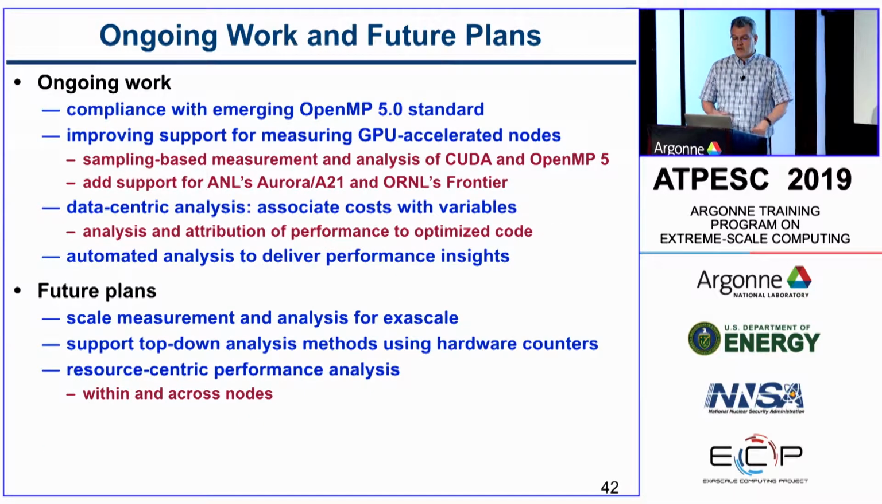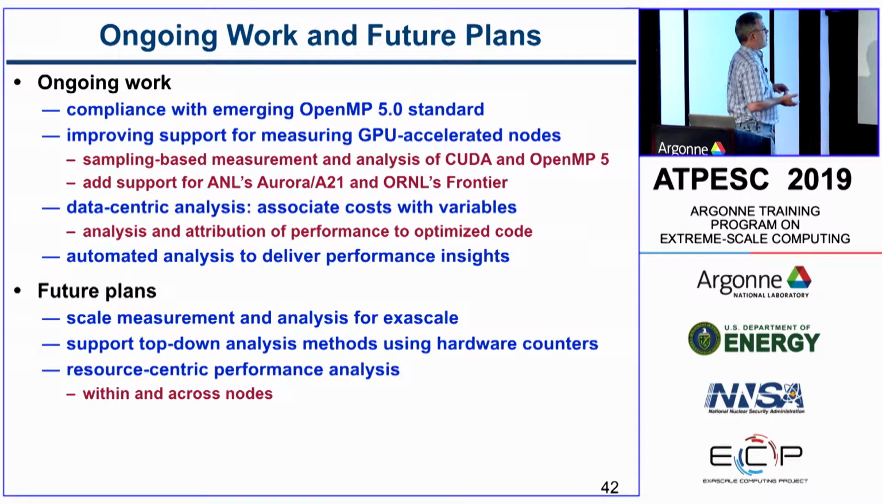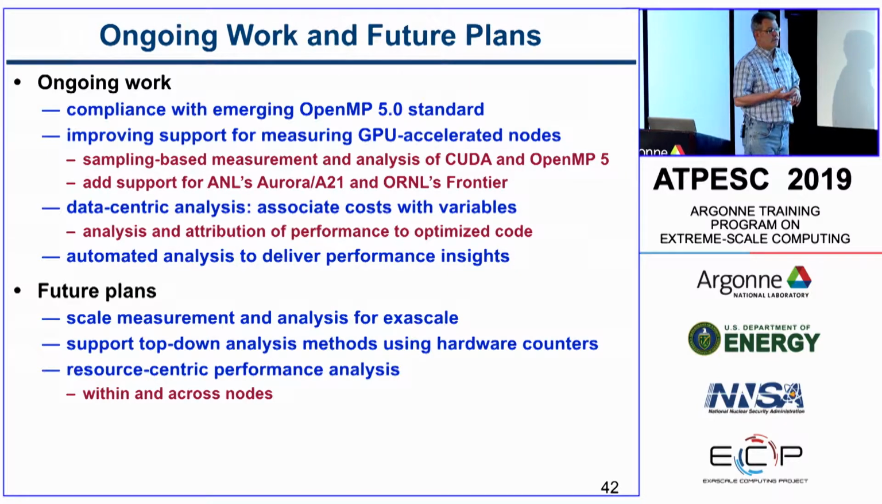Some things that are ongoing are we're working on making things comply with the OpenMP standard. We're improving our support for measuring these GPU accelerated nodes, planning ahead for the forthcoming Aurora A21 and Frontier system. We're working on attributing costs not just to code, but also to data, so you can find out which are the costly variables in your application.